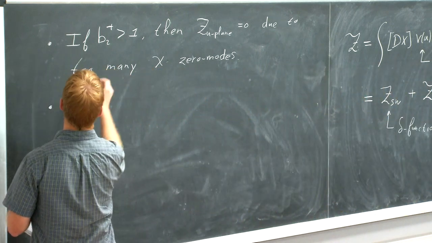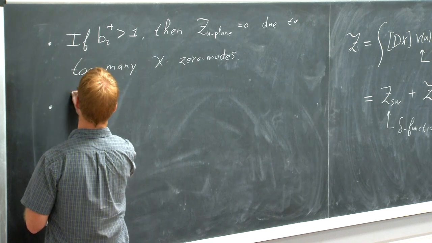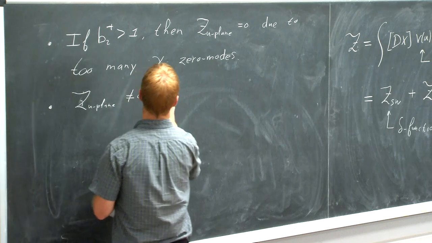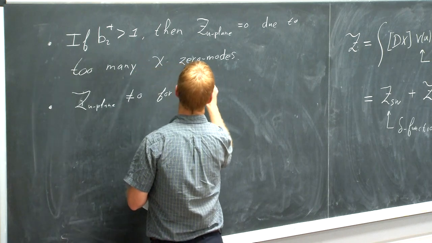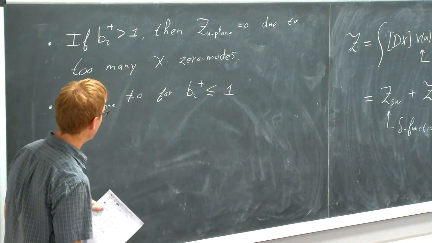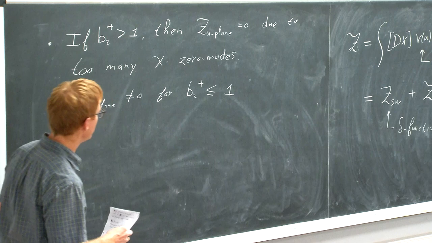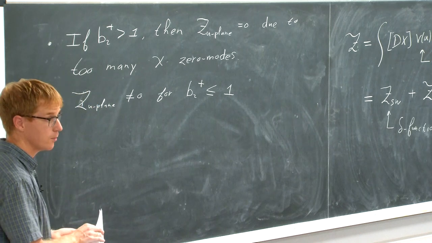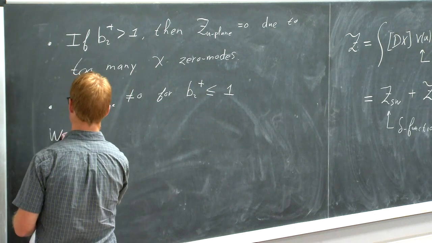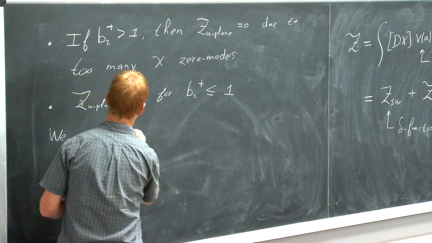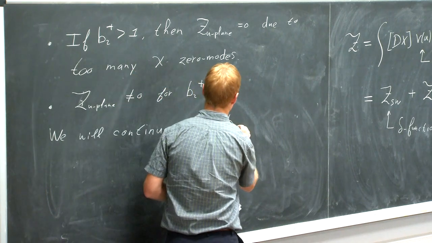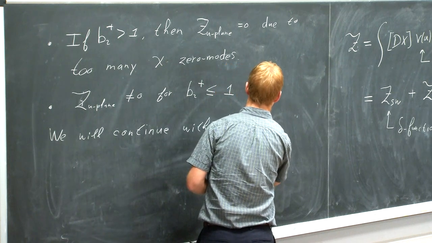And so the U-plane contribution is not equal to 0 for b2 plus smaller or equal to 1. Although actually the case that b2 plus is equal to 0 is not very well studied. So we will focus on the case that b2 plus is 1.